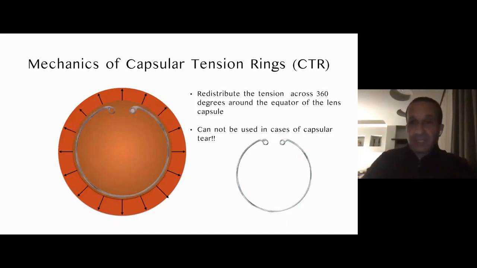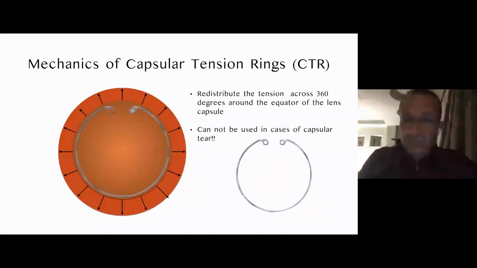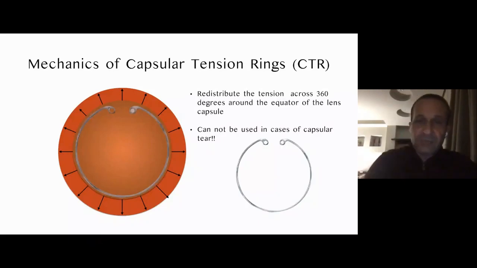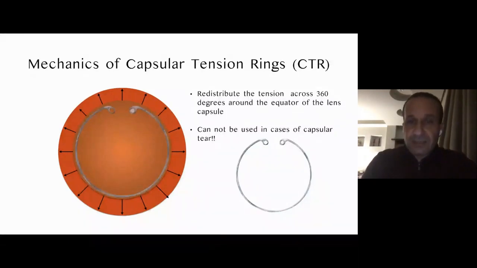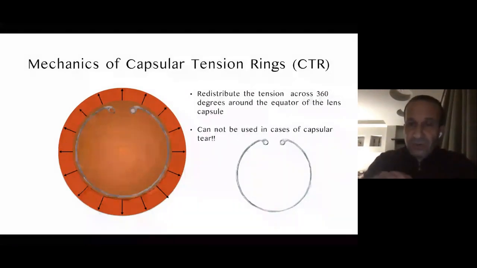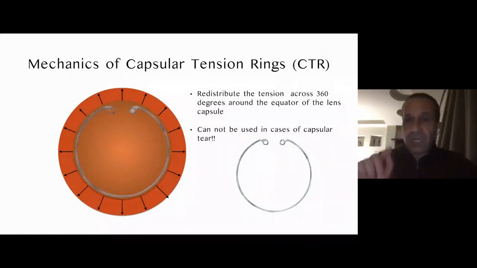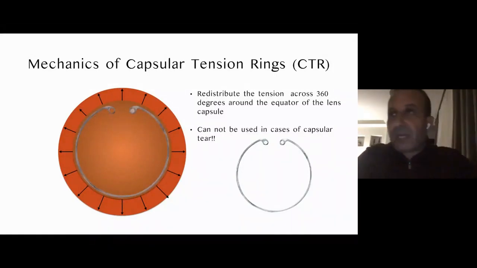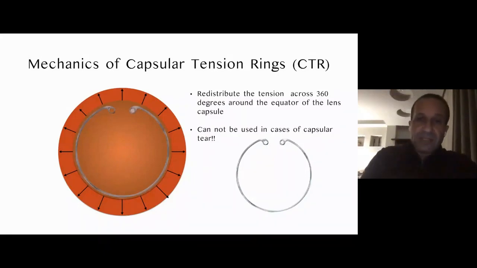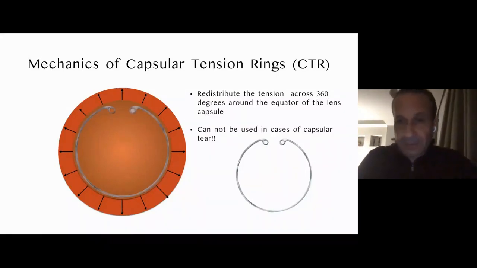However, these rings cannot be used in cases of capsular tears. If you have a capsular tear, even a tiny capsular tear in the anterior capsule or the posterior capsule, these devices will cause tension on those tears, and the tear will extend, which will complicate the surgery even more. So please do not implant those devices as long as you have minor tears in the anterior or posterior capsule.